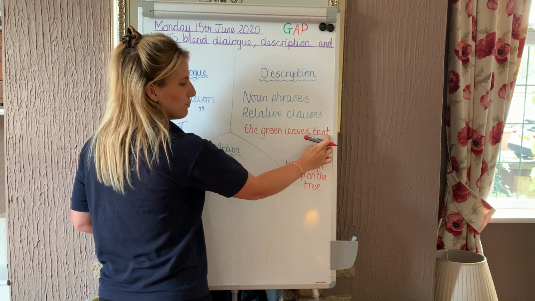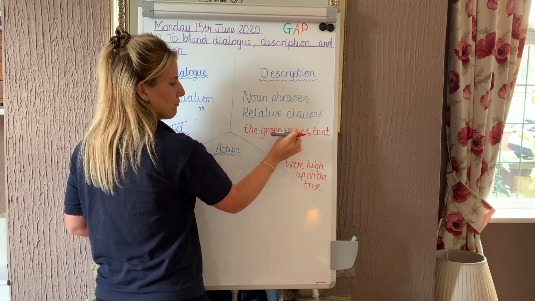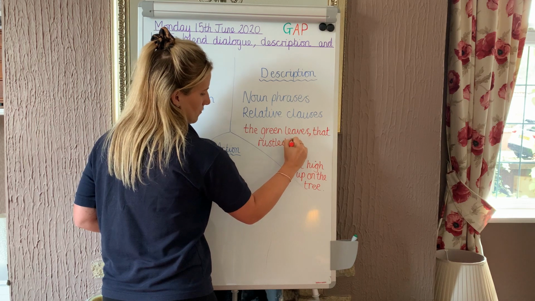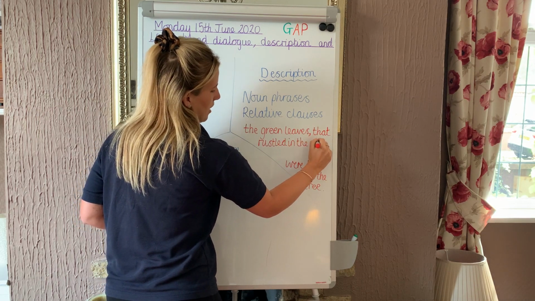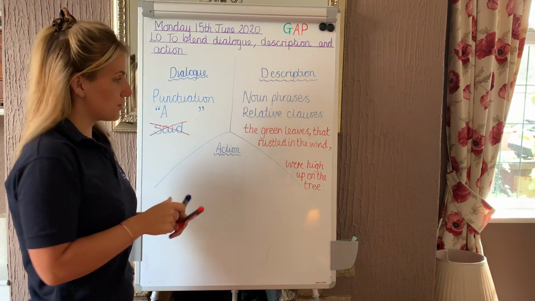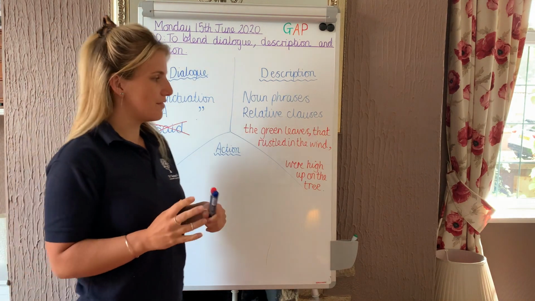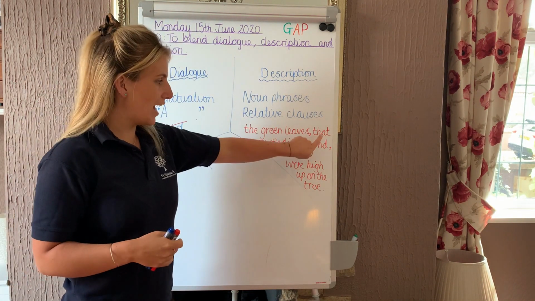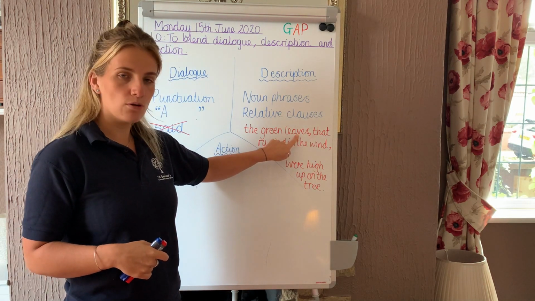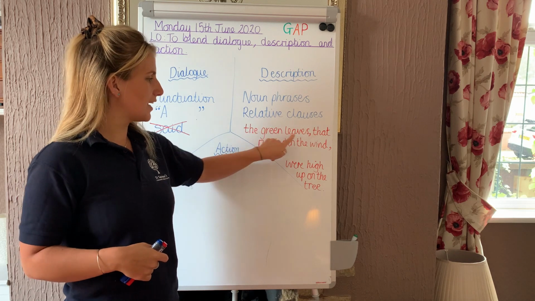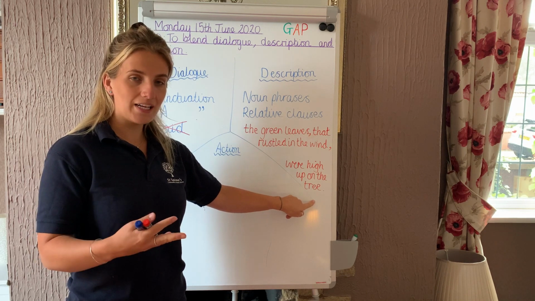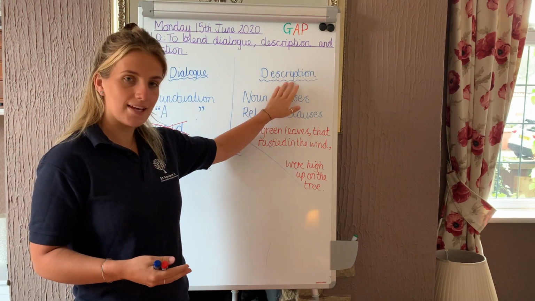And then this is our relative pronoun, because it's about the leaves. The green leaves that rustled in the wind, I'm going to say. And then we need our comma, were high upon the tree. Okay, so for those children who have said that they get muddled up when I talk about this, that's my relative clause, because I'm relating it back to the thing that I'm talking about, which is the noun. The green leaves that rustled in the wind were high upon the tree. That's what I'd expect from your descriptive writing today.